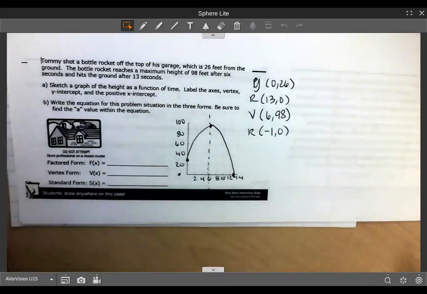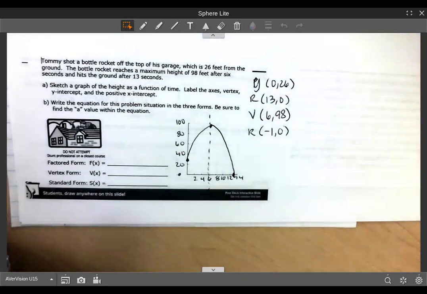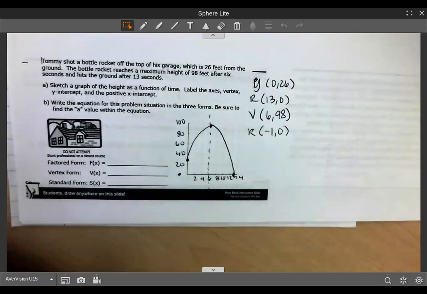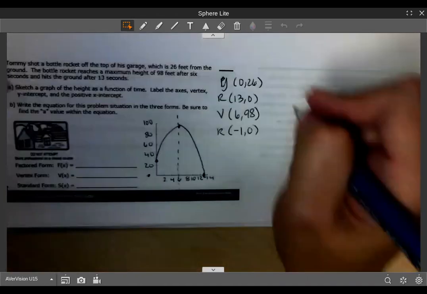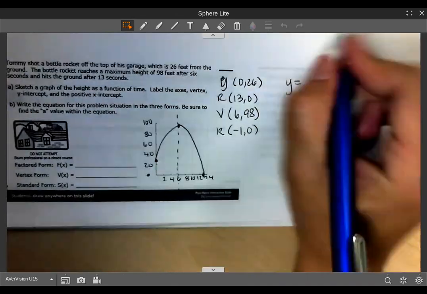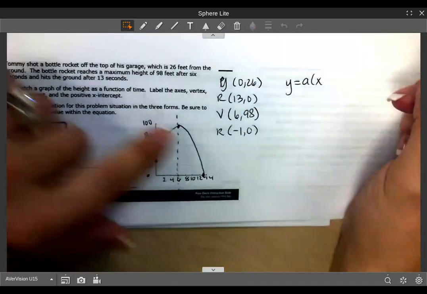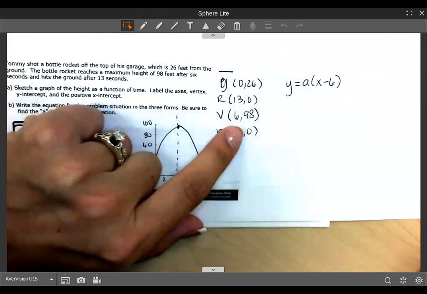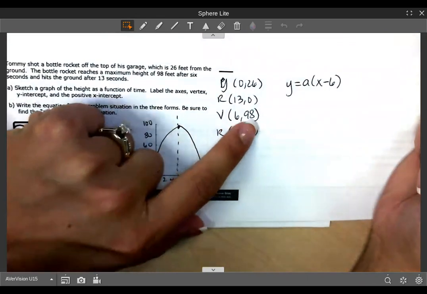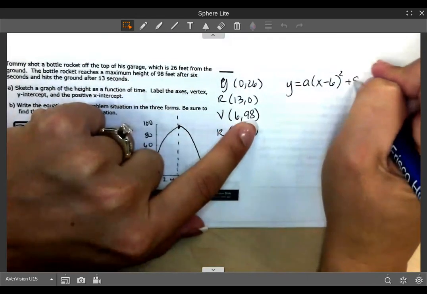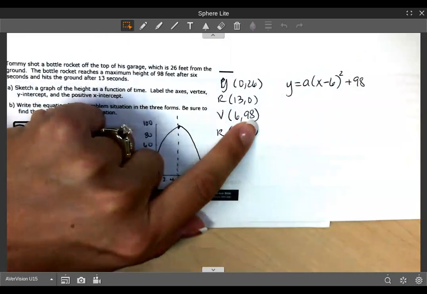The first thing I would want to do is pick which function I'm going to write first so that I can find the a value. Once you find the a value with one of them, you've got the a value for all of them. So I'm going to start with my vertex form. And I get x minus 6, which is my x value of the vertex, squared plus 98, which is the y value of the vertex.